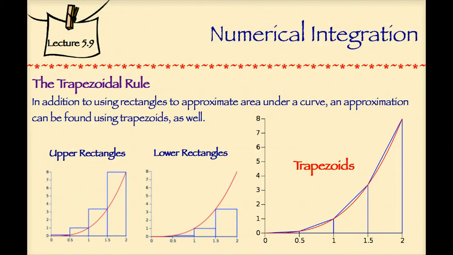In addition to using rectangles to approximate area under a curve, an approximation can be found using trapezoids as well. In this first graph, we see upper rectangles being used to approximate area under a curve. This will be an over approximation of the area. Lower rectangles depicted here, an under approximation of the area. Trapezoids being used to approximate the area here. You can see that using trapezoids to approximate the area under a curve will give a more accurate approximation than an approximation using rectangles.